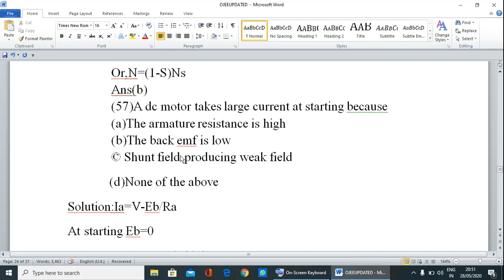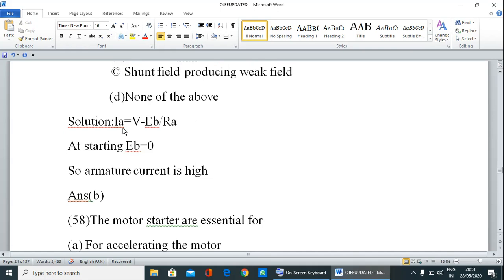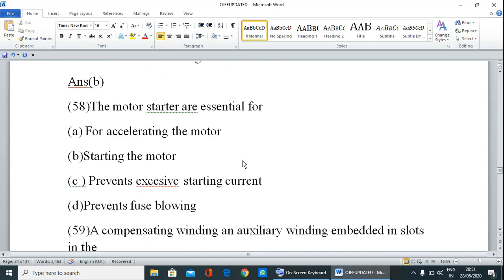Therefore, at the starting, the back EMF is almost zero. Therefore, starting current is very high. So a DC motor takes large current at starting because back EMF is low. So answer B is the correct answer. Here I have given the solution: Ia is equal to (V minus Eb) by Ra, at starting Eb is equal to 0. So armature current is high.